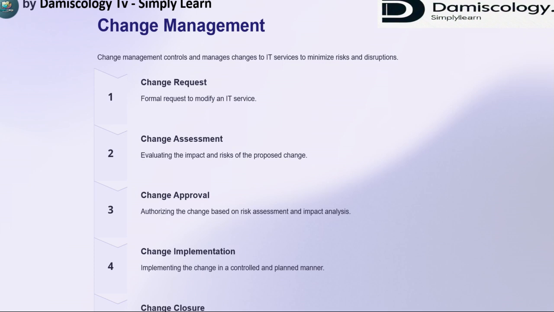Change closure. Completing the change process and documenting the outcomes, ensuring that the change that is being carried out is done and implemented by applying all the governance processes, ensuring that no process is undone, ensuring that change request is formally done, change assessment is formally carried out, change approval is formally done, and the change implementation is carried out in a controlled manner.